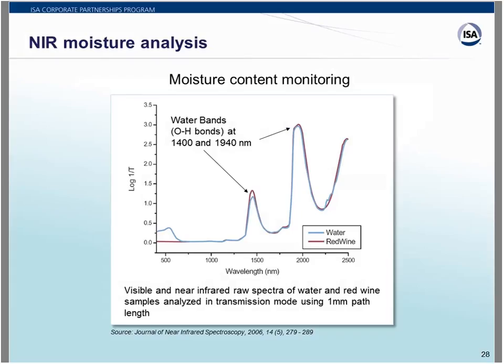So this is just a small example of a moisture measurement where you can actually see the visible and near infrared raw spectra of water and red wine, and you can see the water bands that are being pulled out of the wine, and you can actually just tell the difference, and from those differences you can do an analysis.